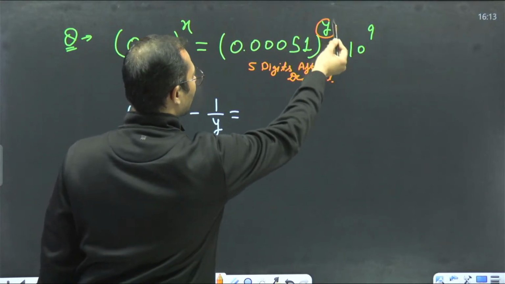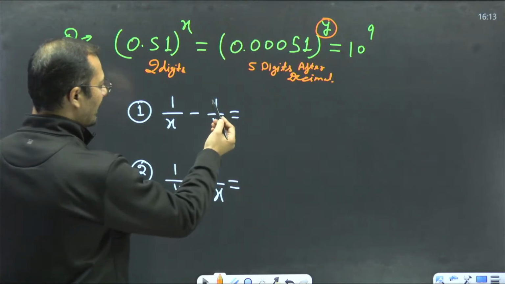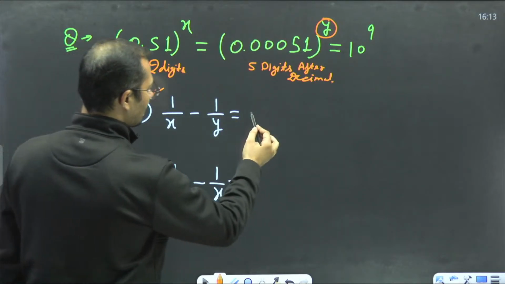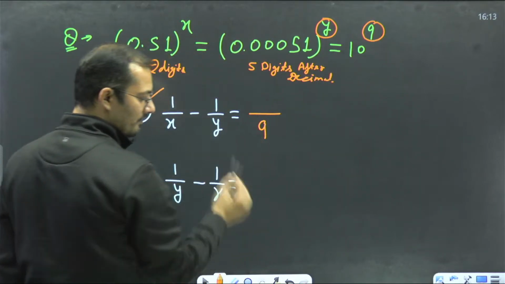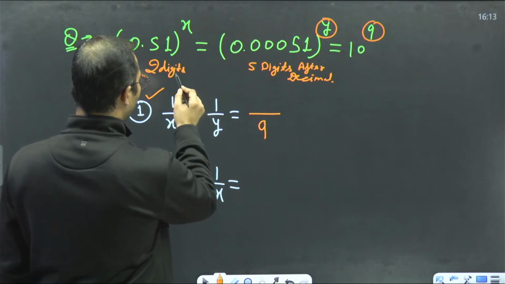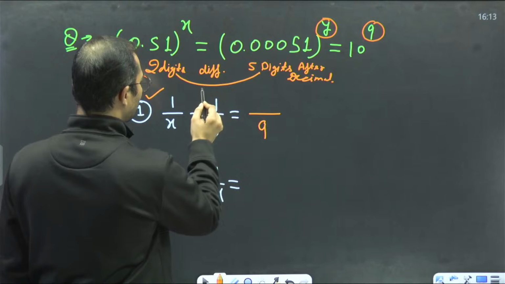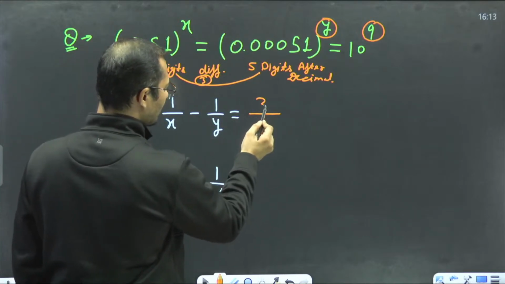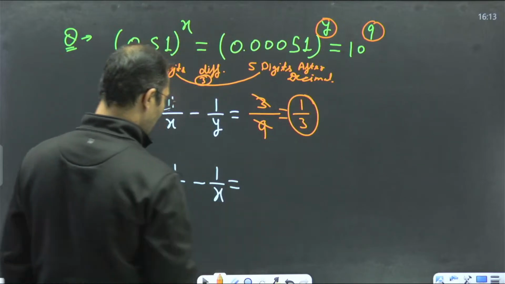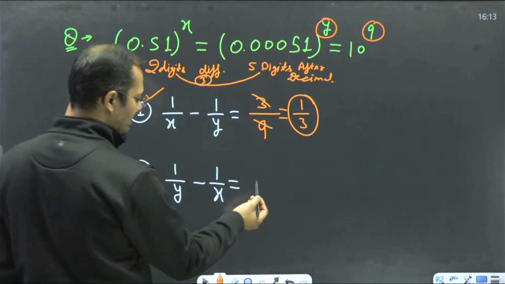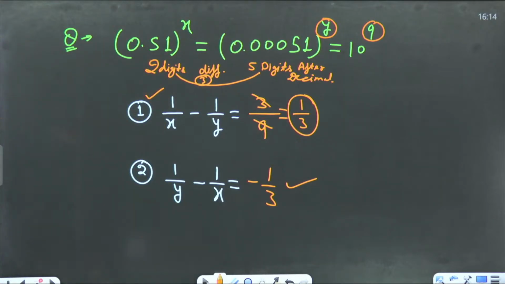So the variable in the power of that base must be negative. So we will get the answer directly. Whatever is the power of 10, just write it in the denominator, and whatever is the difference between the digits after the decimal, that goes in the numerator. Here the difference is 3, so 3 will come to the numerator. So 1 upon x minus 1 upon y is 3 by 9, that is 1 by 3, the right answer. For 1 upon y minus 1 upon x, the answer would be minus 1 by 3. Simple.